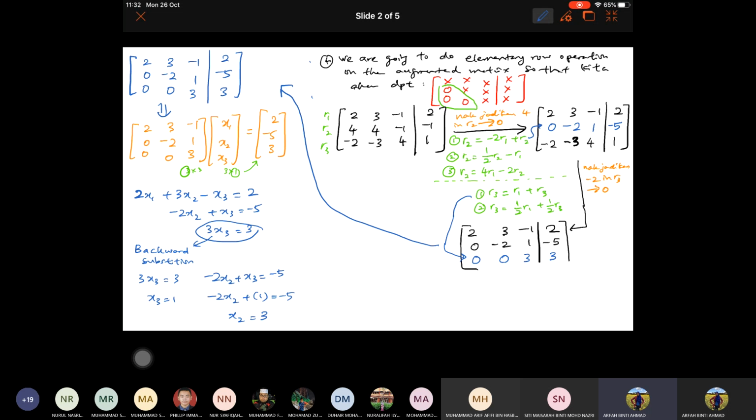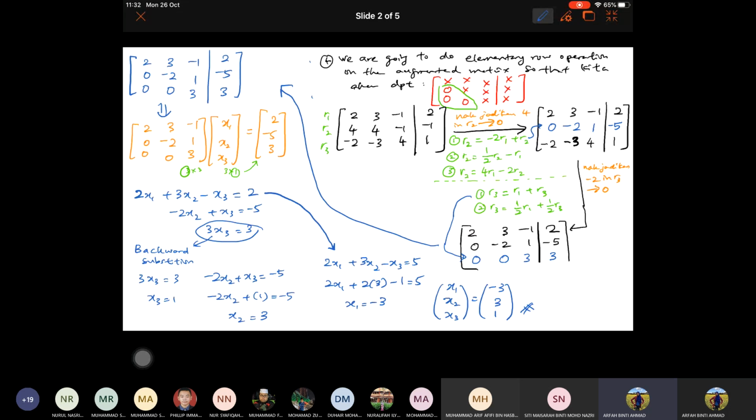Okay. Then the first equation tadi 2x1 tambah 3x2 tolak x3 sama dengan 2. So 2x1 tambah 2 kali 3 tolak 1 sama dengan 5. So dapat x1 sama dengan negatif 3. So this is your solution. X1, X2, X3 sama dengan negatif 3, 3 dan juga 1.